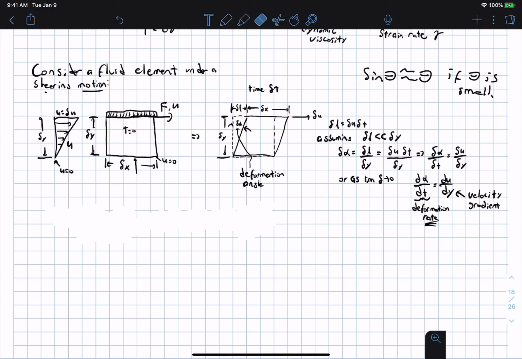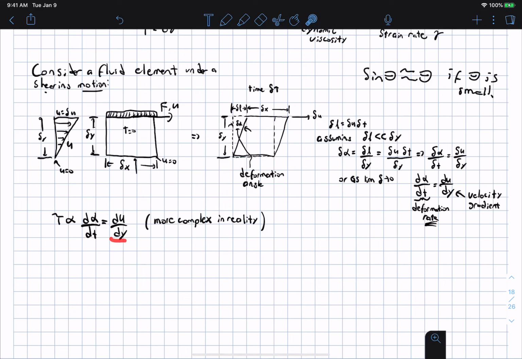And so we now know that tau is proportional to the deformation rate, which is proportional to the velocity gradient. Okay, in reality tau is more complex, but we're not going to get into that in this class.